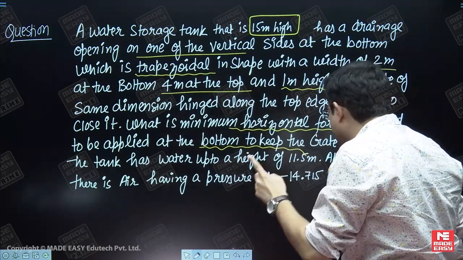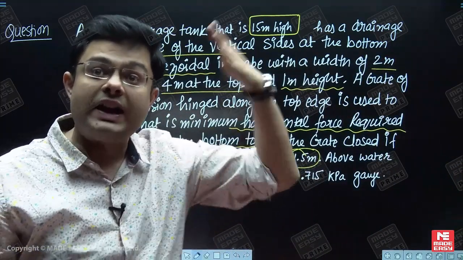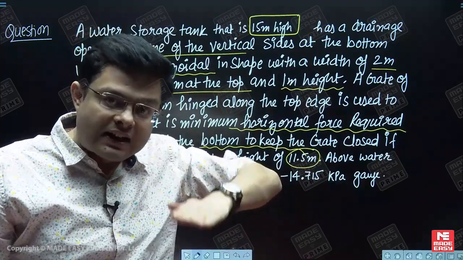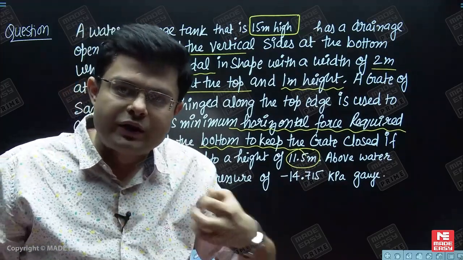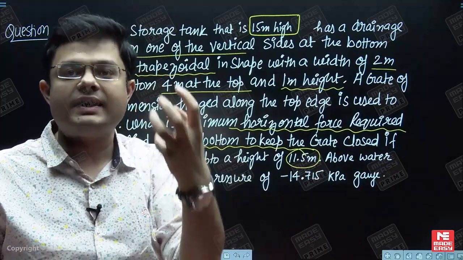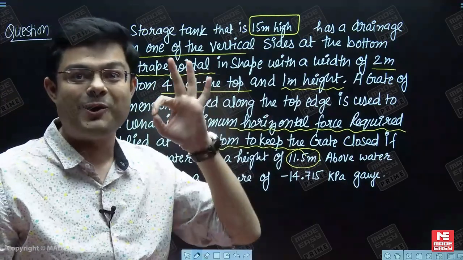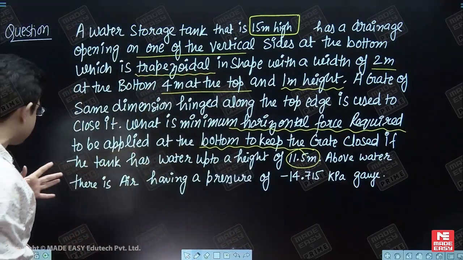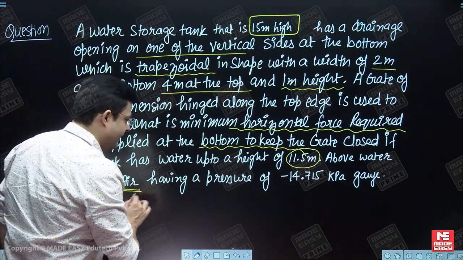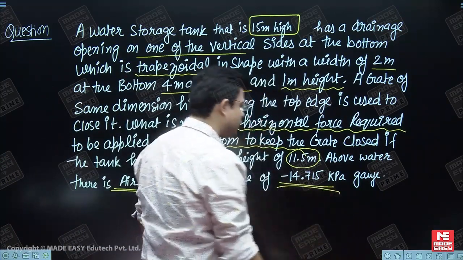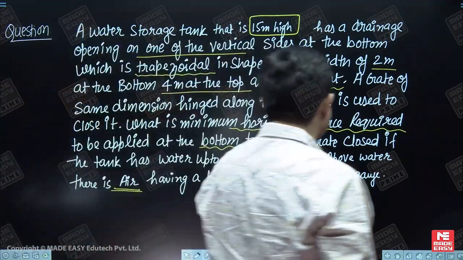The water level in the tank is 11.5 meter. That is very important. See, the total height of the tank is 15 meter, but the water level in the tank is 11.5 meter. So all the calculations you already know are going to be done on the basis of the free surface level, and that is 11.5 meter. Above the water, this is the crunch point in this problem, and you are going to thoroughly enjoy this: above the water level in the tank, there is actually air having a pressure of minus 14.715 kilopascal gauge pressure, of course. Oh my god.